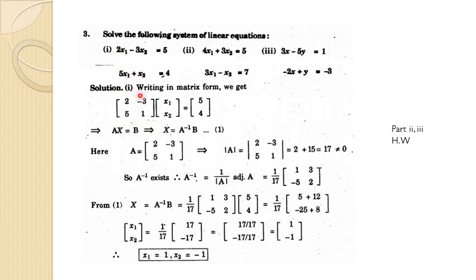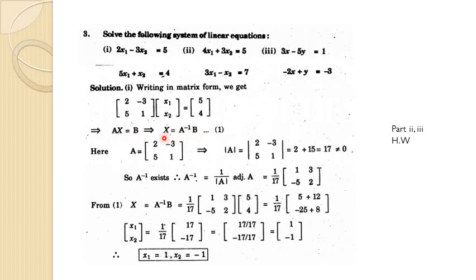Part 1: 2, minus 3, 5, 1, like this. This is matrix A, and how many variables are there in the system of equations? Two, x1 and x2. And what are the constants? 5, 4. Now you can see that this is matrix A, this is matrix X, and the constant matrix is B. So if I multiply by A inverse on both sides, X is equal to A inverse B.